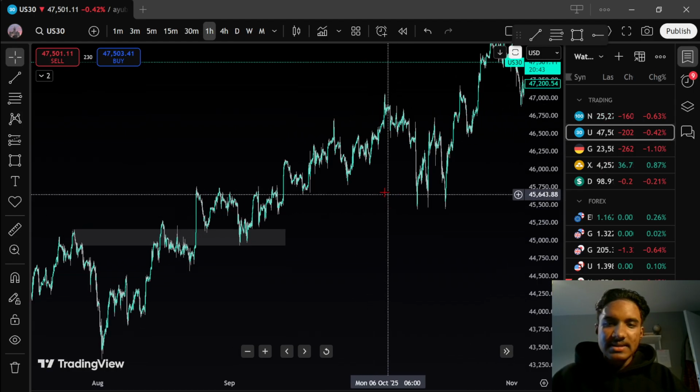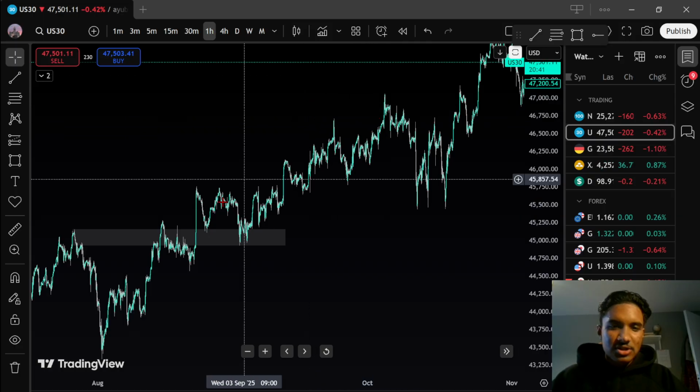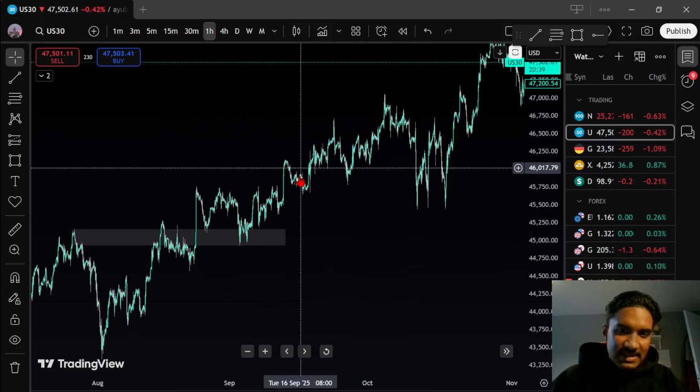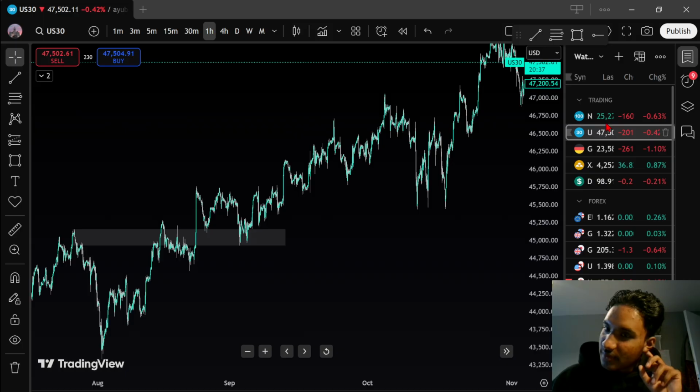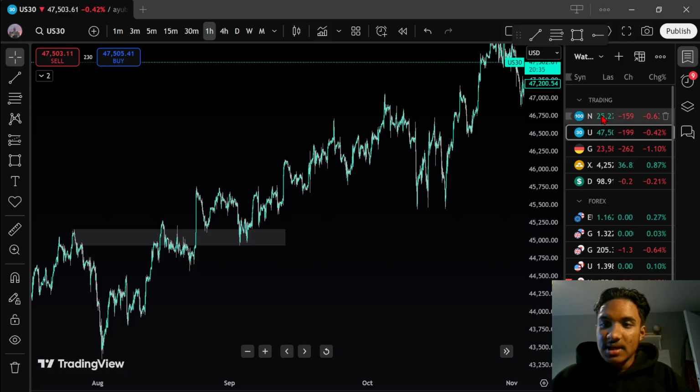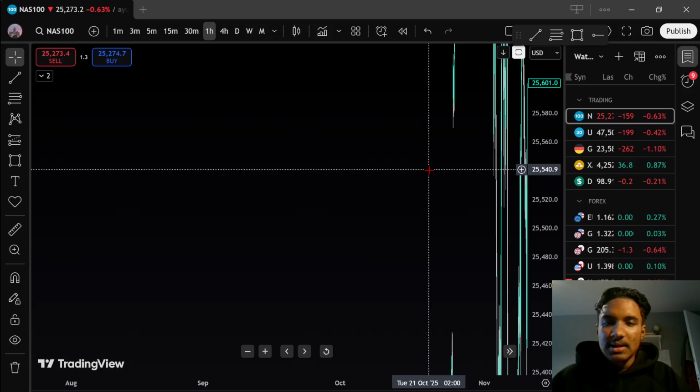This is why I love the indices. Look how, I don't want to say it's choppy, but look how zigzaggy it is. It's just so good for break and retest. That's US 30. That's beautiful. Let's go on to Nas.